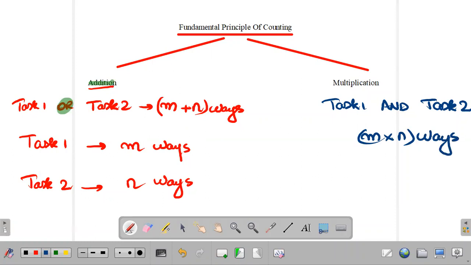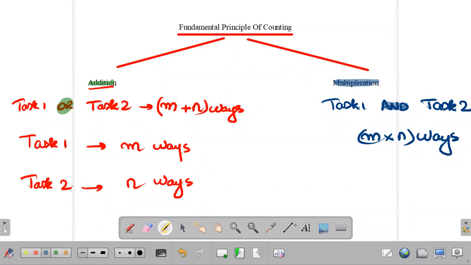So please make a note of this. When the logic is and, you have to opt for multiplication. Listen, when the logic is and, you have to opt for multiplication. When the logic is or, you have to opt for addition.